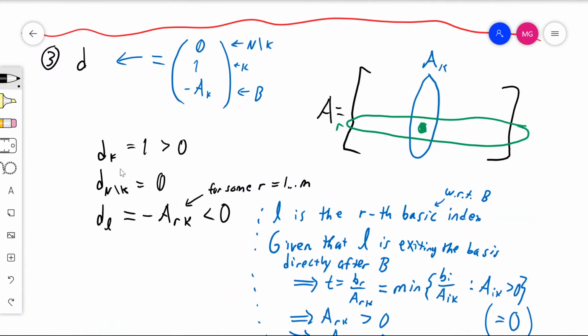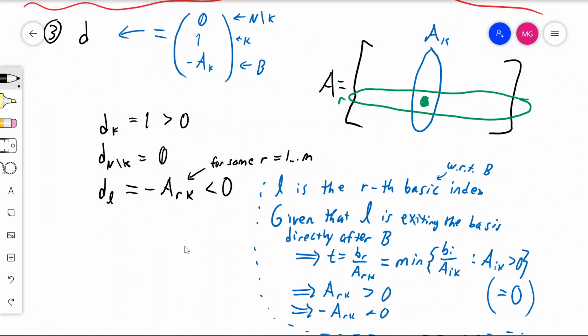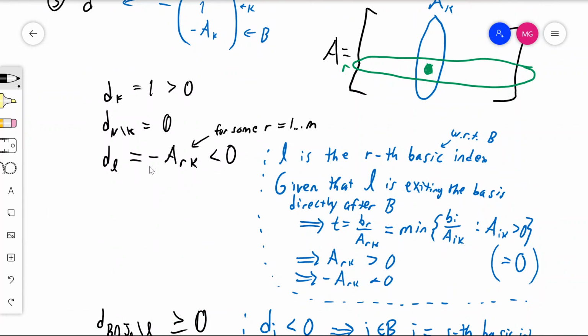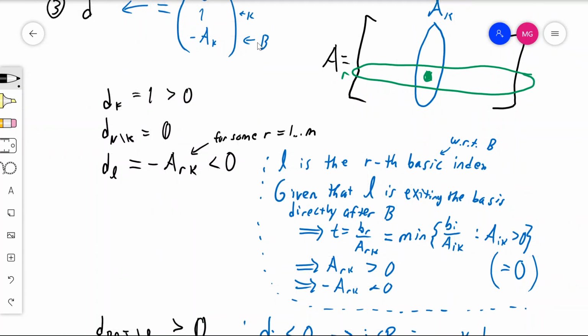Anyway, for the k component, we're going to break it up according to the same partition. So dk, the k component, is 1, which is positive. And I can see that it's 1 because it's already explicitly written here as 1. For the n minus k components, they're explicitly written already, and those are zeros. So we've done that part. Now the rest of the components will be part of the basic components B. So for DL, and for the basic components B, that's all part of this vector here, minus AK.